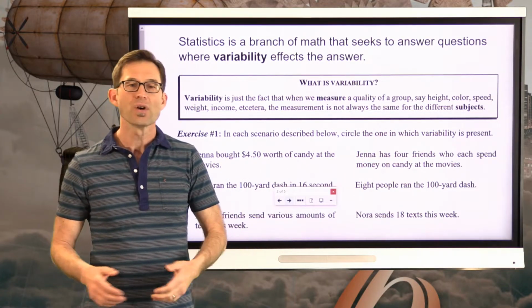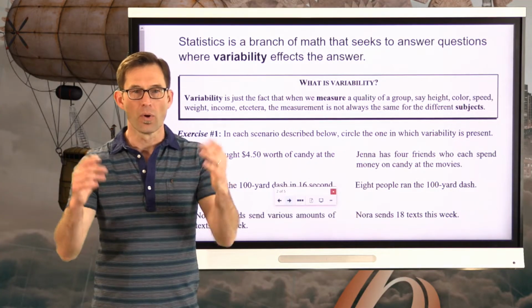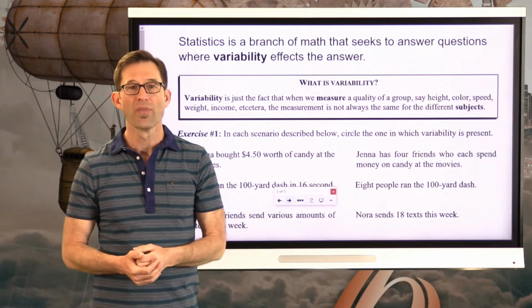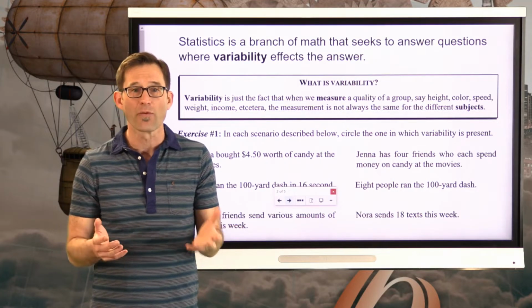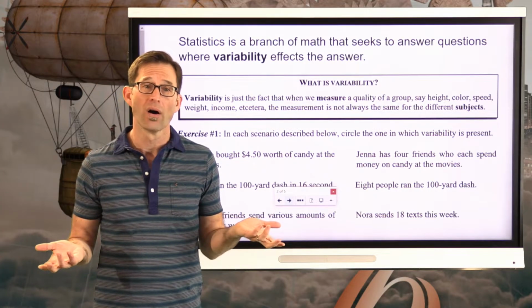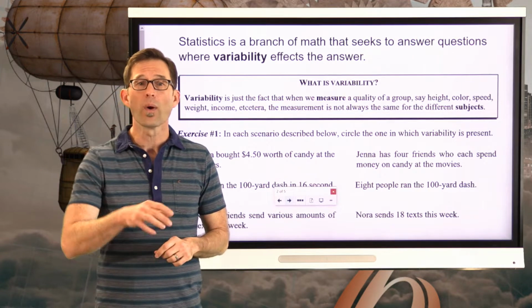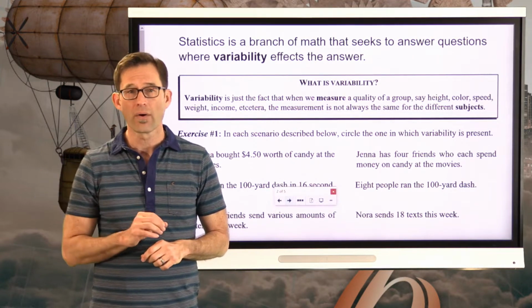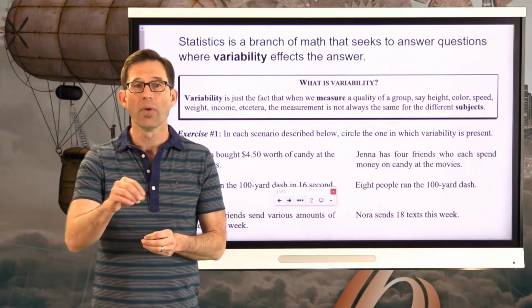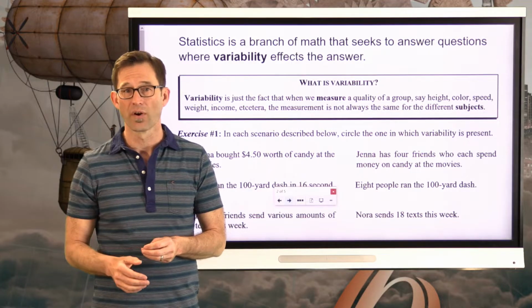That's the whole idea. If we took a giant group of people or whatever, and we measured something about them that was the same for every one of them, then there'd be no variability. And it wouldn't honestly be very interesting. But typically, when we measure a quality about a group, there are differences in that quality amongst the group members. And those differences are what is known as variability.